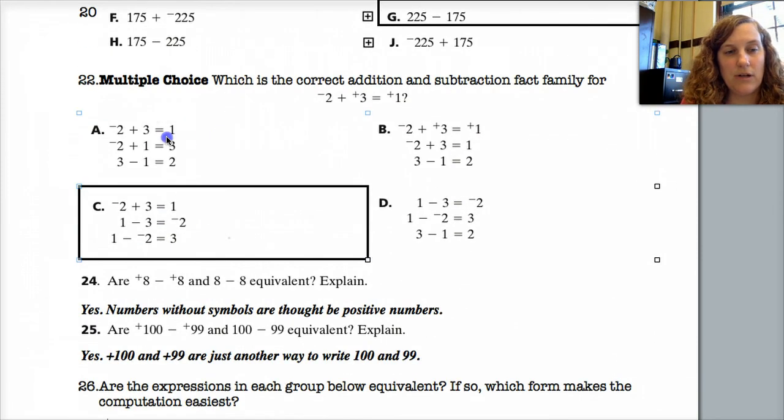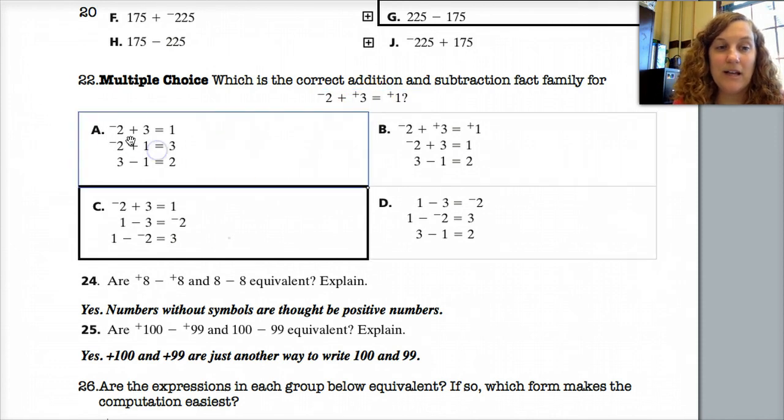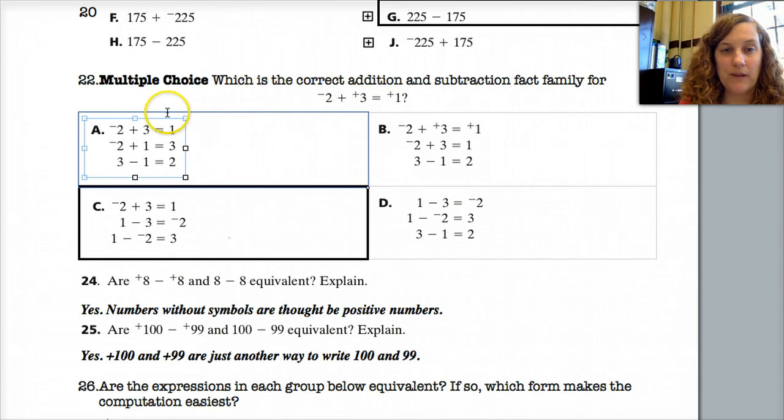22, which is the correct addition and subtraction fact family for negative 2 plus positive 3 equals positive 1, sorry, I'm tongue-tied. So again, negative 2 plus a positive 3 equals positive 1. Let's look at each of these and we can figure out which one is the right fact family. Negative 2 plus a positive 3 equals 1. That first one can be right because that is in the fact family. We just swap the order of these two.